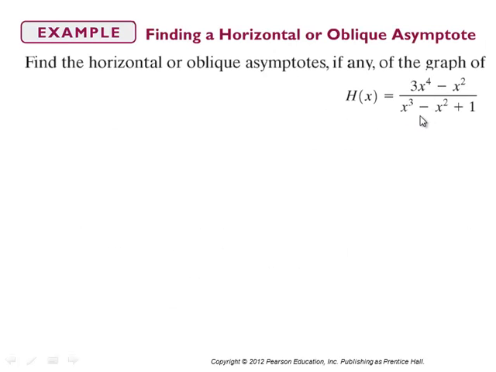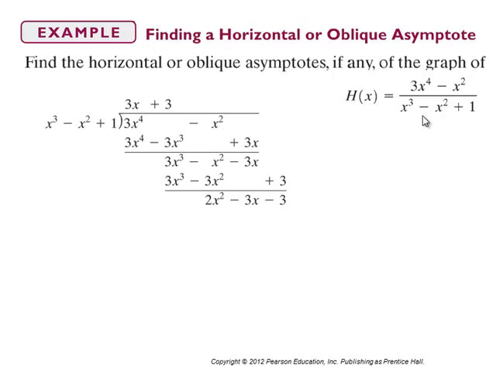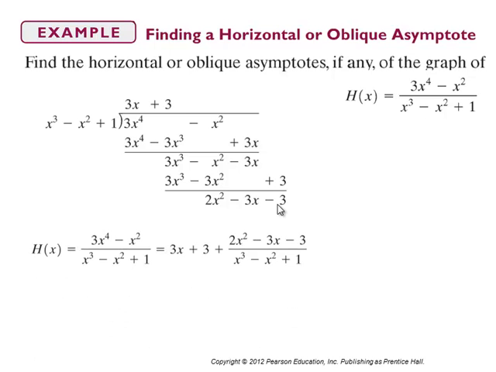So let's do an example here. Suppose that we've got 3 times x to the 4th minus x squared over x cubed minus x squared plus 1. Let's go ahead and do the division. Take the numerator, divide it by the denominator. You're going to be expected to do this yourself. But the quotient is 3x plus 3 with the remainder of 2x squared minus 3x minus 2. So here is the result of doing the division.